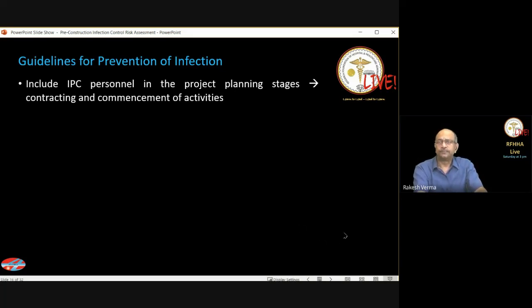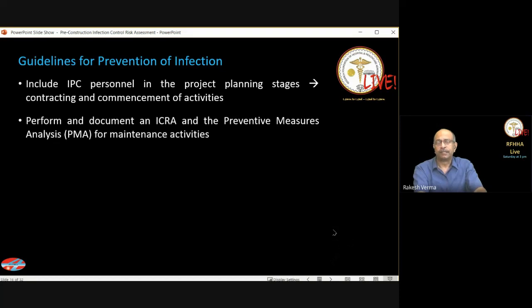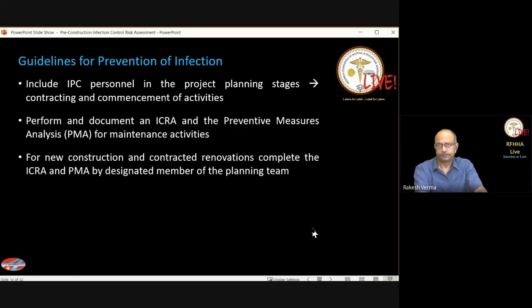So include infection prevention and control, which is the expanded form of the abbreviation IPC. So include IPC personnel in the project planning team. I've already covered that in the beginning. Perform and document infection control risk assessment and the preventive measures analysis. We will see what it is.